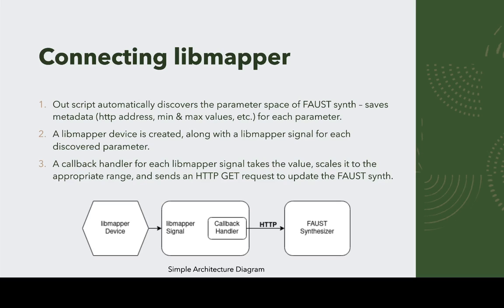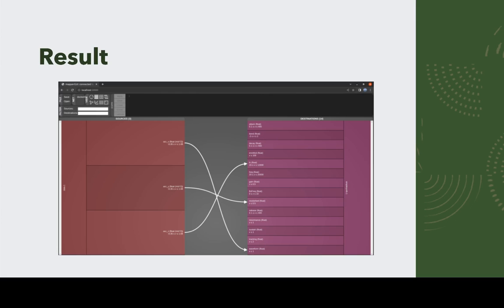In the callback handlers for each of these signals, it takes the signal, grabs the value, scales it to the appropriate range using that metadata it's already gathered, and then sends an HTTP GET request to update that FAUST synth. In this simple architecture diagram, you have a libmapper device with many libmapper signals. Each of those signals has a callback handler that updates a FAUST synth via HTTP. The result is that you're able to bring FAUST synthesizers into WebMapper or any other session manager and map other devices to those synthesizer parameters.